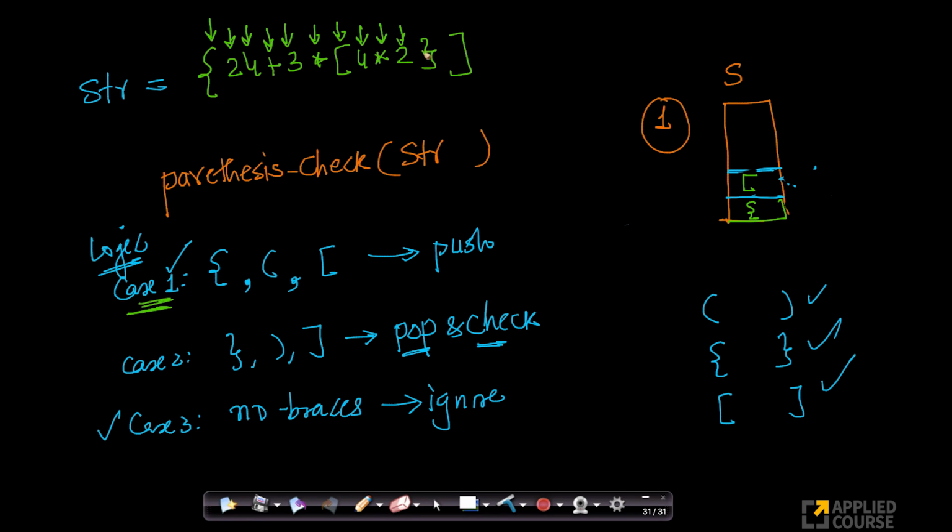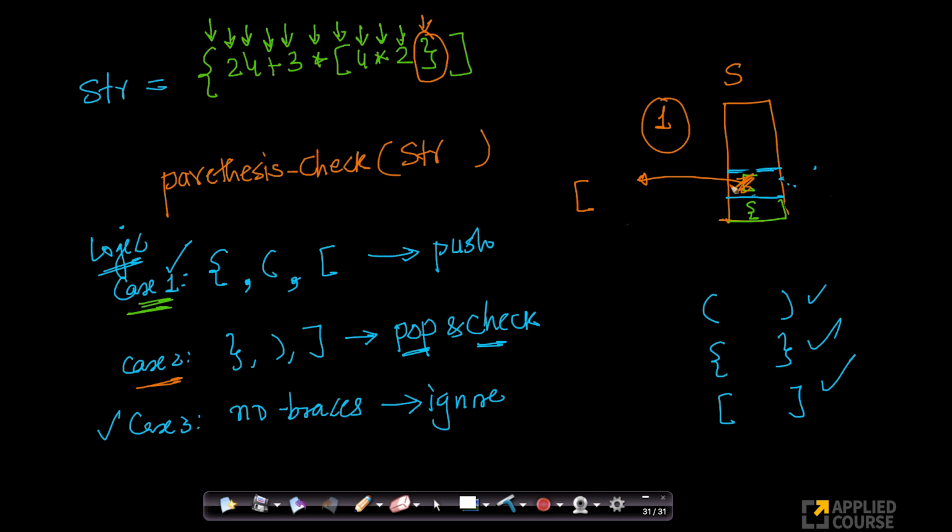What do I get next? This is where the fun starts. I have a closed braces. The next item here is a closed braces. So when you get a closed braces, you fall into case 2. You pop. When I pop, what do I get? I get an open rectangular braces.